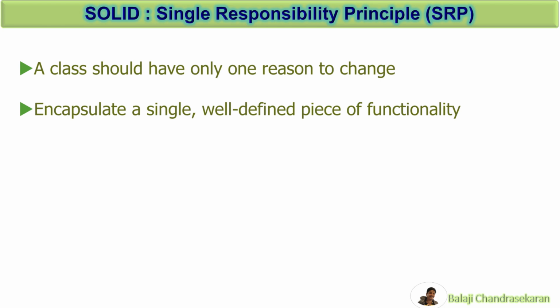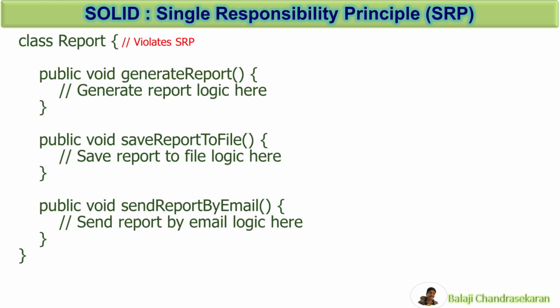If one responsibility changes, it can affect the entire class, potentially introducing bugs or requiring changes in unrelated areas. In this example, the report class is responsible for generating a report, saving it to a file, and sending it by email. If any of these responsibilities change, for example, the report format changes, the file storage mechanism changes, or the email service changes, the report class needs to be modified, which violates the single responsibility principle.